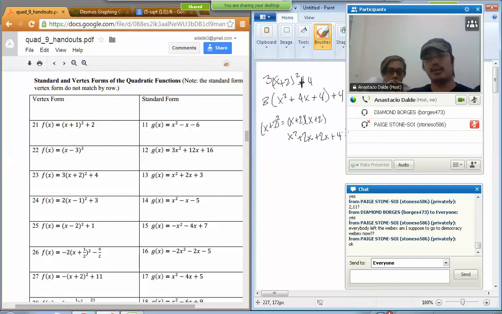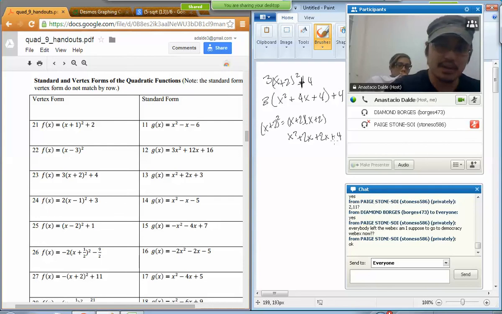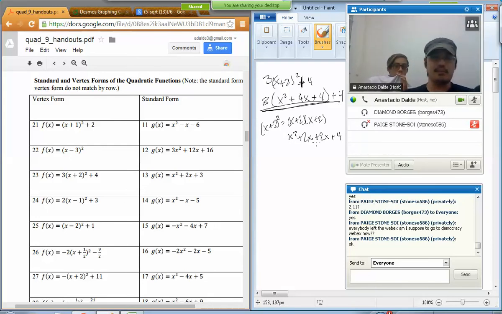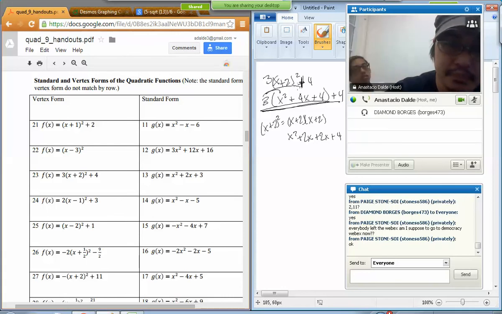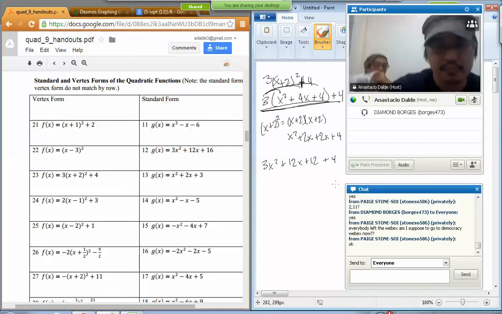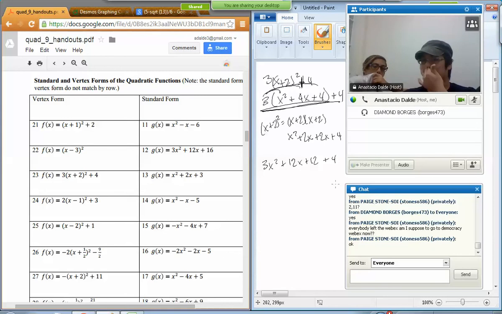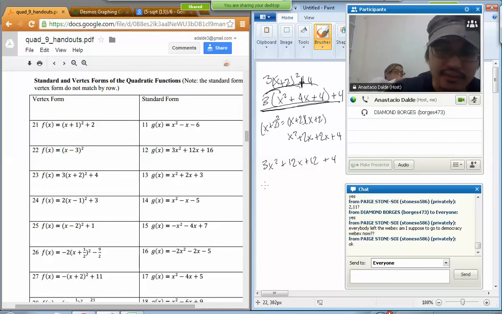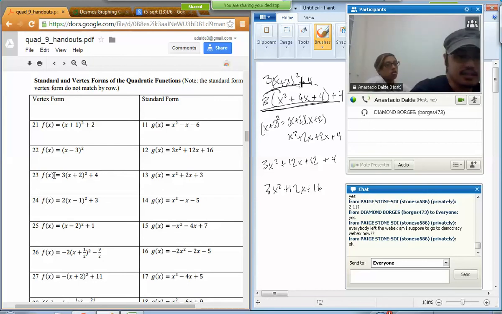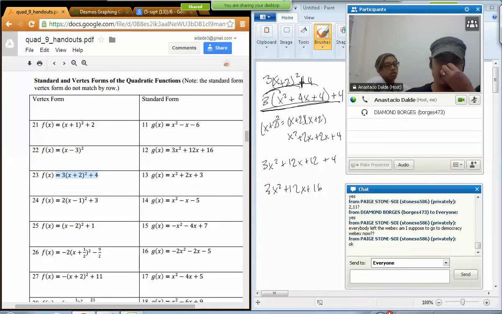All right. By the way, you see how this now is x squared plus 4x plus 4? Because I just combined the 2x and the 2x. So that's what I have here. 3 times x squared plus 4x plus 4 plus 4. I distribute in that 3 and I get 3x squared plus 12x plus 12 plus 4. I still have that plus 4 on the outside, so I just distributed that 3 into there. And I have 3x squared plus 12x plus 16. So apparently, this is the same as 3x squared plus 12x plus 16. And I would draw a line between here and here. 23 is the same as 12.